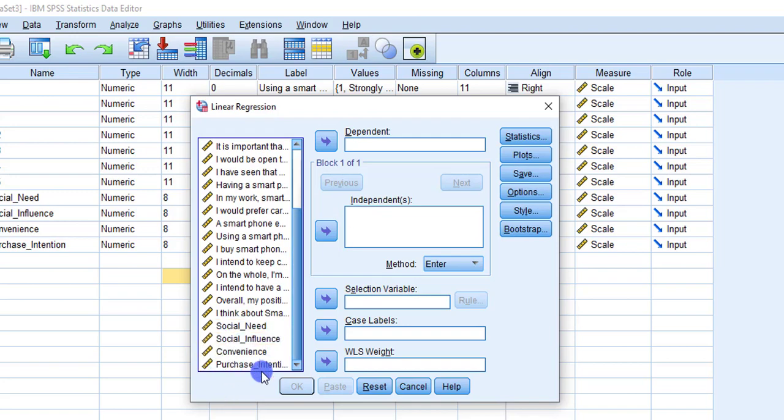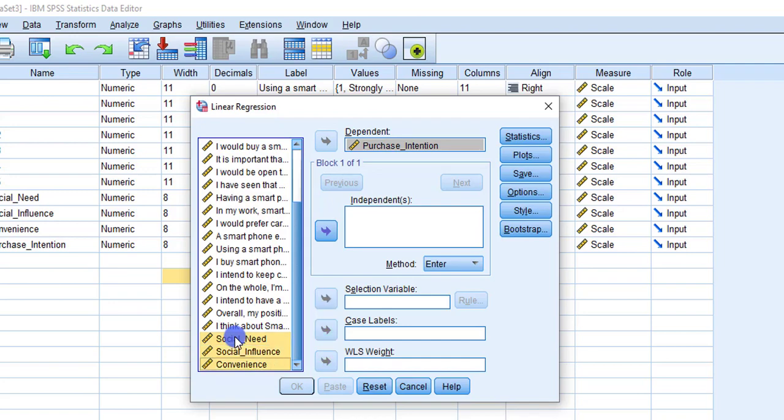So in this case, the dependent variable is purchase intention, so I am going to move this variable into the dependent box. And these three variables, social need, social influence, and convenience, these three are independent variables, so move them into the independent variable box. Remember one thing here, that the dependent variable should be scale. Right, I am fulfilling all the assumptions.